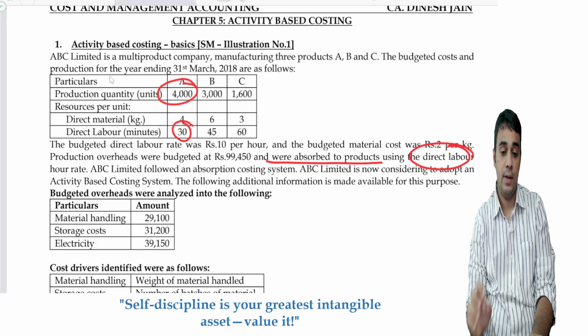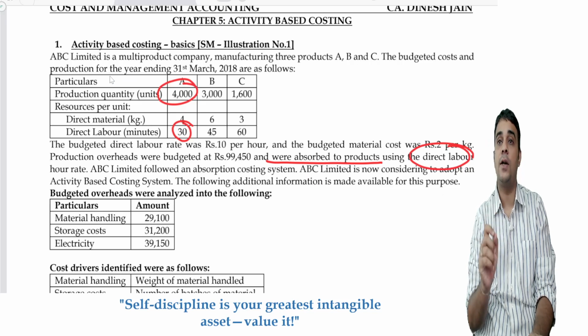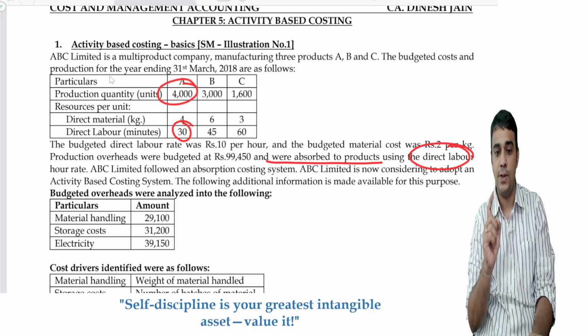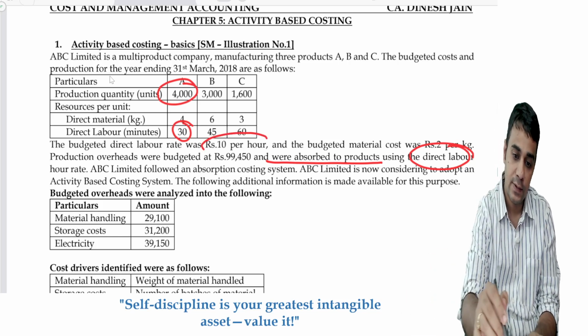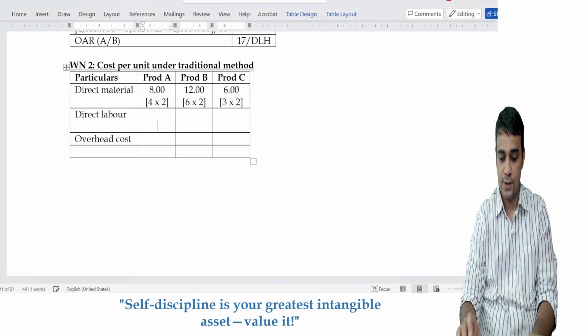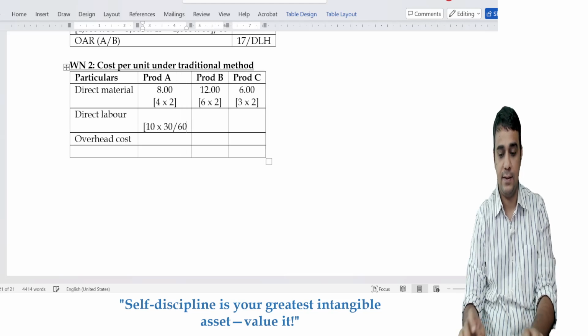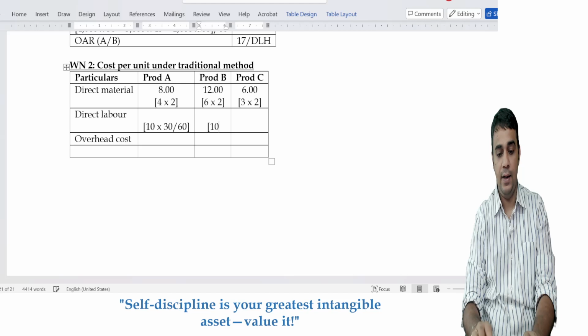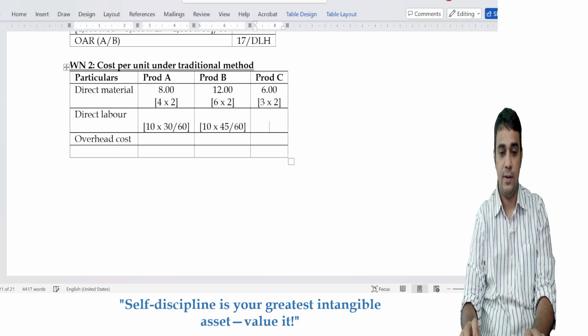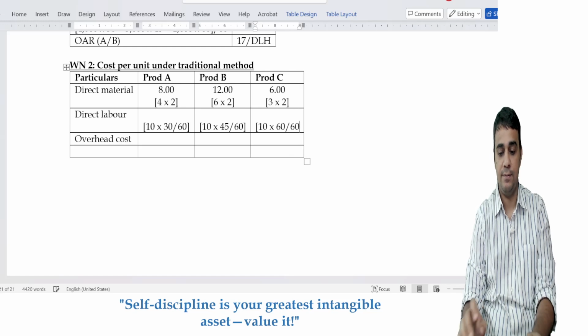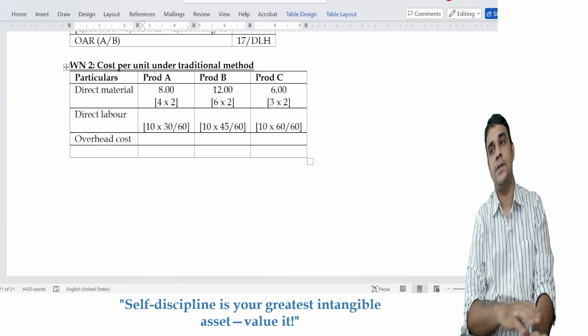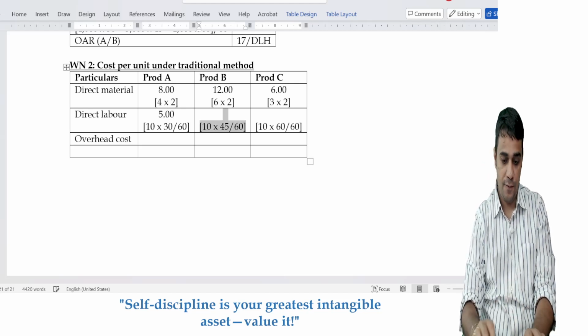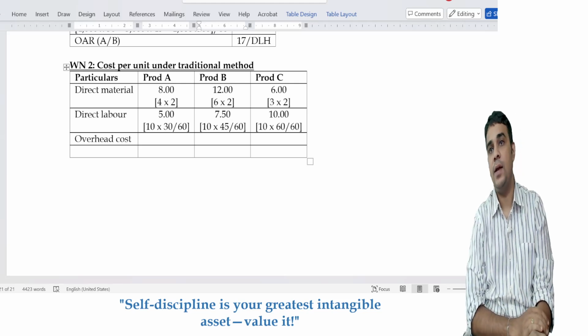Coming to labor cost. Labor time is 30 minutes, 45 minutes and 60 minutes for 1 unit, and labor cost is 10 per hour. So labor cost is 10 into 30 by 60, where I convert 30 minutes into hours. 10 into 45 by 60. 10 into 60 by 60. That gives 5, 7.5, and 10. Any doubts on this? This is on the labor cost.